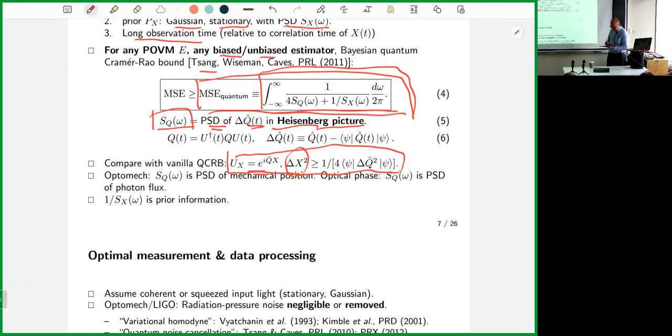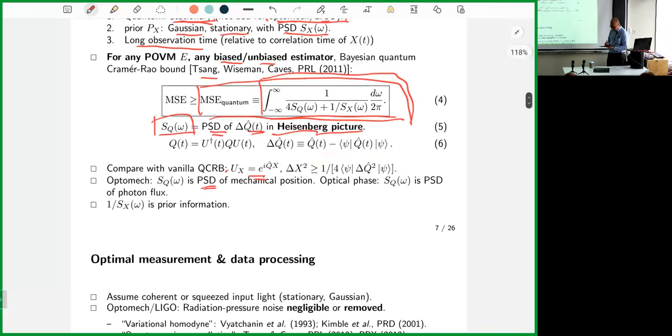So again, for example, in optomechanics, the power spectral density is just the power spectral density of the mechanical position. Or when you're estimating the optical phase, this quantity is just the power spectral density of the photon flux.